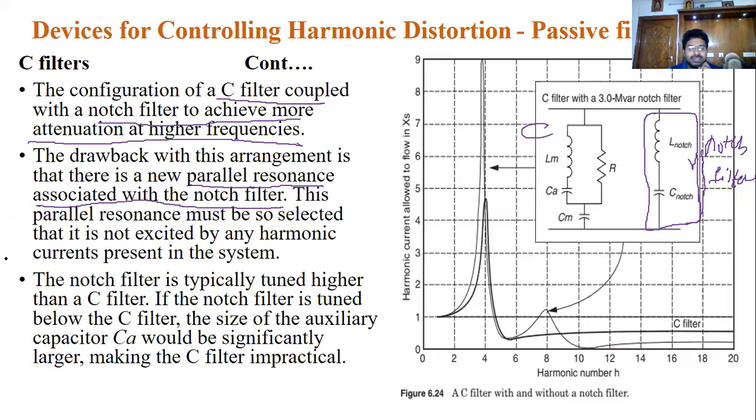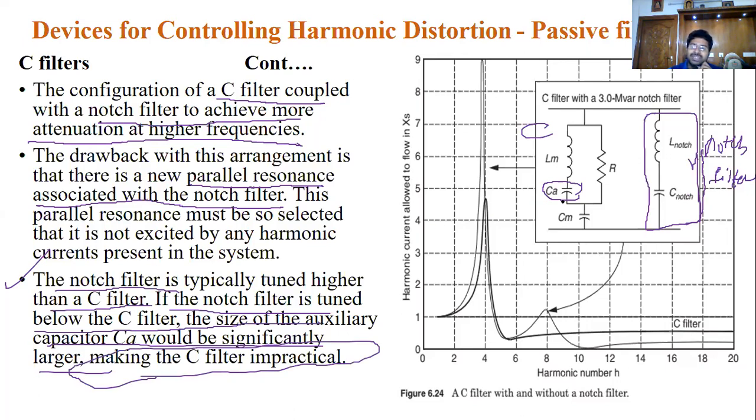The notch filter is typically tuned higher than the C filter to avoid this resonance. But if you tune the notch filter below the C value, the size of the auxiliary capacitor would be significantly large because of the resonance issues. That will make the C filter impractical. If you change the CA value, the size as well as the cost becomes an economic burden on the system.